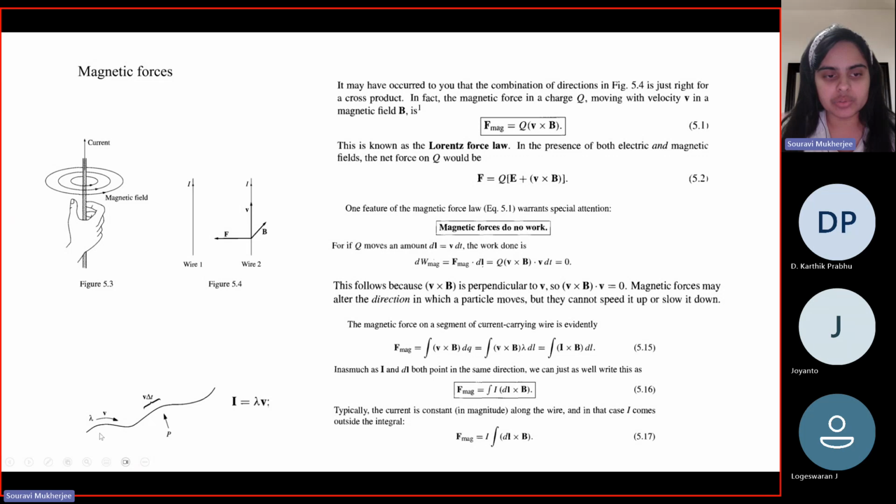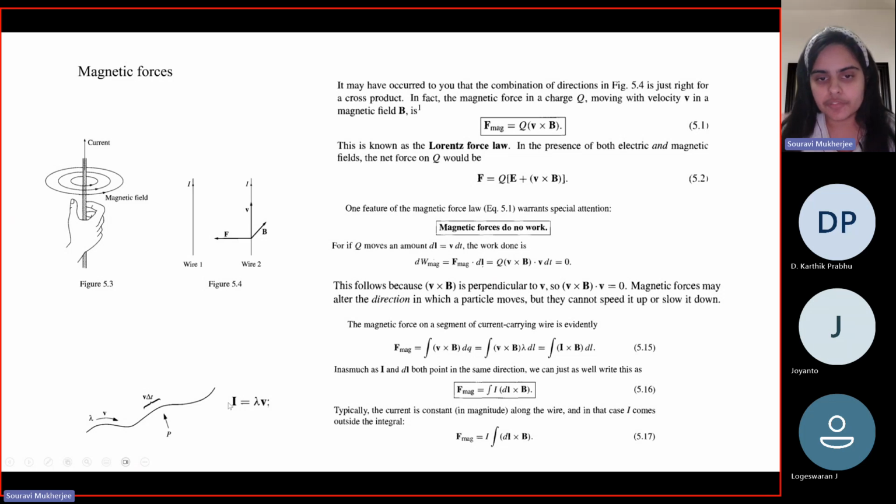Now, if you have a current carrying wire, we were talking about these two wires, right? One wire, if there's a current here, would produce some field. And because of this field, the second current carrying wire experiences some force, right? Now, what is this current carrying wire? Basically, it is some charges in motion. If you consider that lambda is your charge per unit length, and the velocity of your charges is v, then lambda into v is nothing but your current, right?